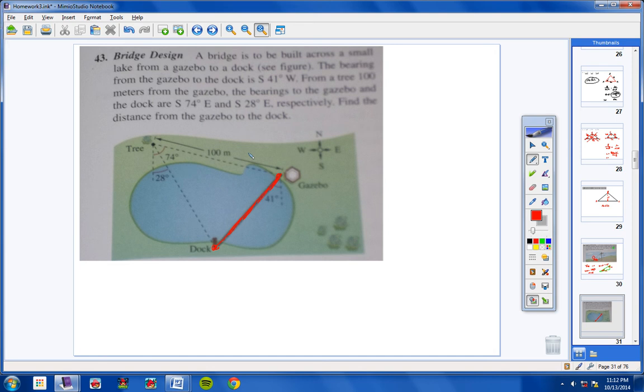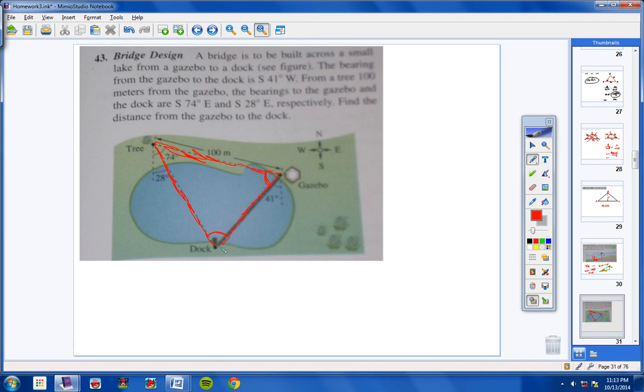Now, first of all, here's what I'm thinking. If I can find, watch this carefully, if I can find this angle right here, that will help me find this angle here. Now, why would I want to do that? Well, I'm glad you asked. Watch this. Let me go over that again. If I can find this angle here, then I can find this angle here pretty easily, okay?